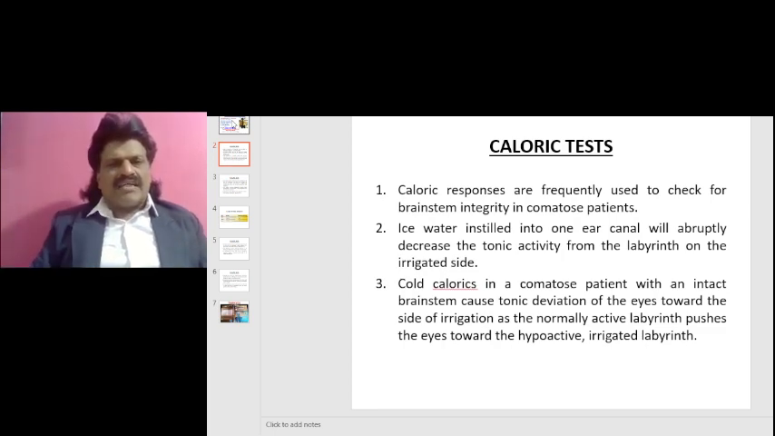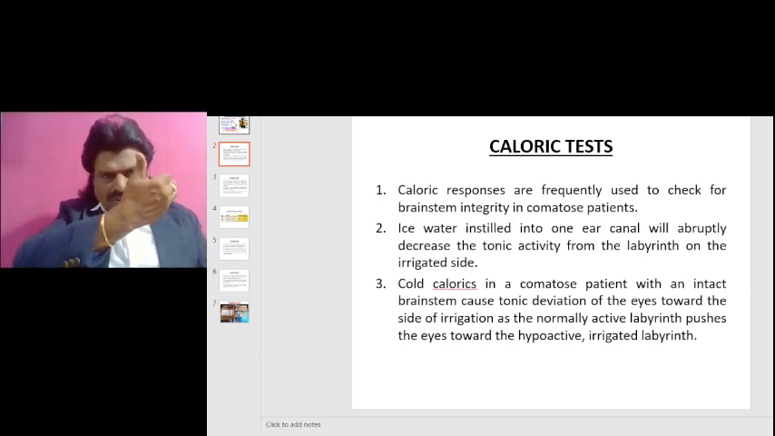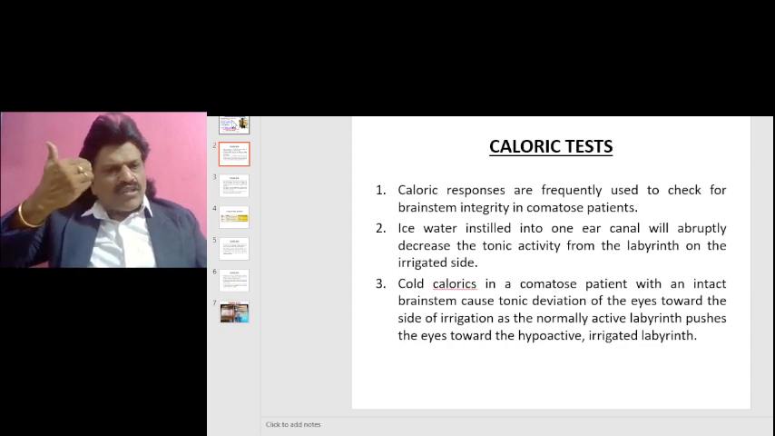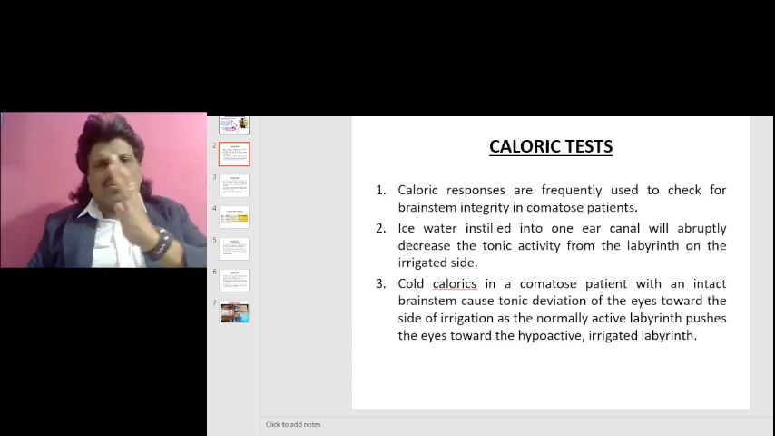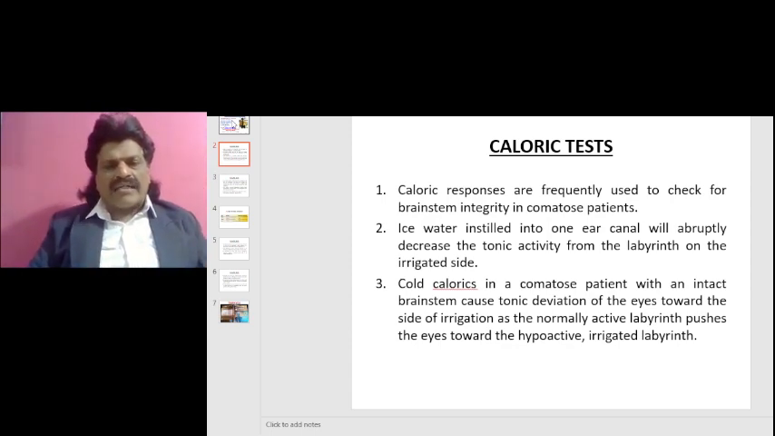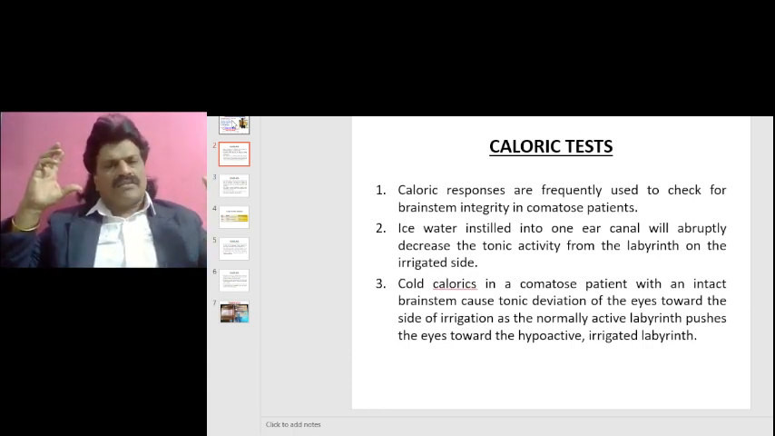Cold calorics in a comatose patient with an intact brainstem causes tonic deviation of the eyes towards the side of irrigation, as a normally active labyrinth pushes the eyes towards the hypoactive irrigated labyrinth. The normal labyrinth, when it is stimulated, for example right side, it pushes the eyes towards the opposite side.